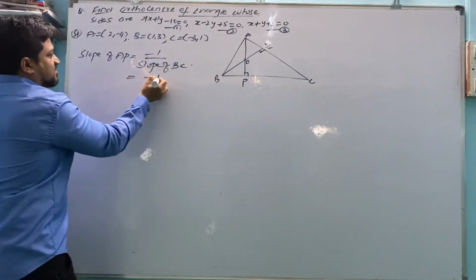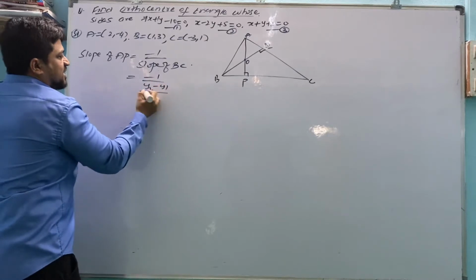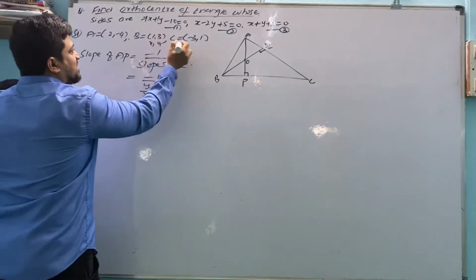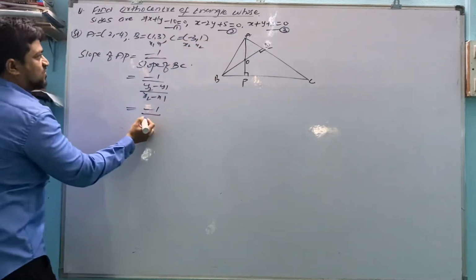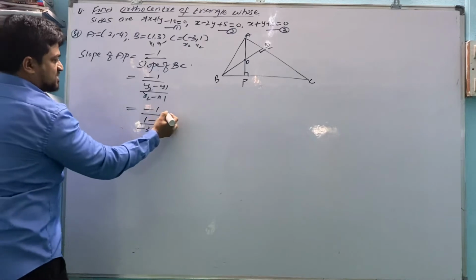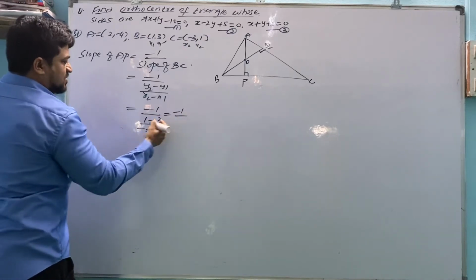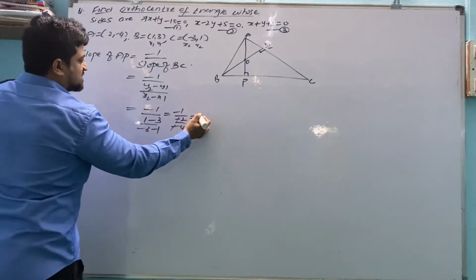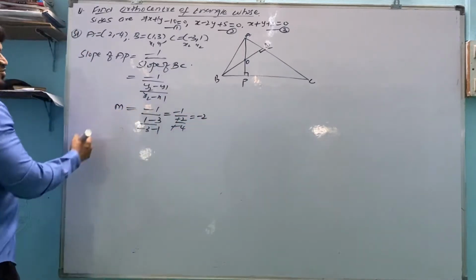So minus 1 by (y2 minus y1) by (x2 minus x1). For B and C, x1 y1, x2 y2, so y2 minus y1 is 1 minus 3 by x2 minus x1, which is minus 3 minus 1. So this equals minus 2 by minus 4. So these two cancel, 4 minus 4 by 2 is minus 2. This is the slope of AP.